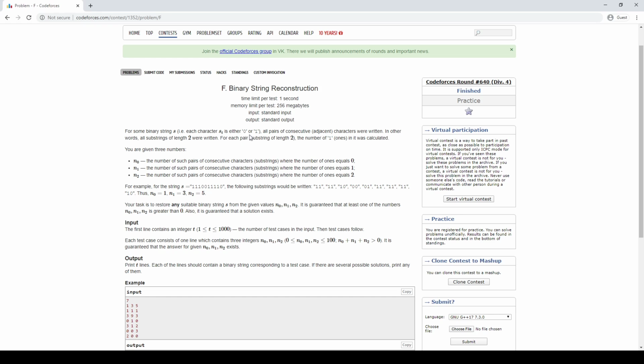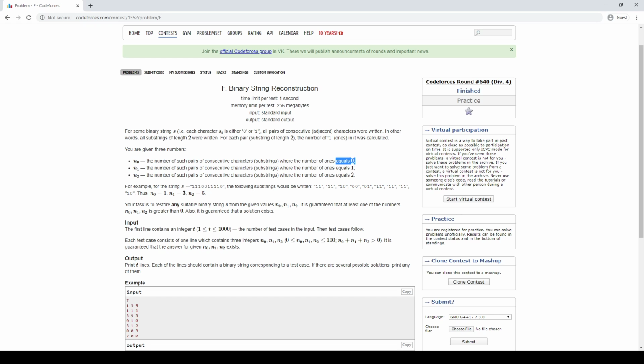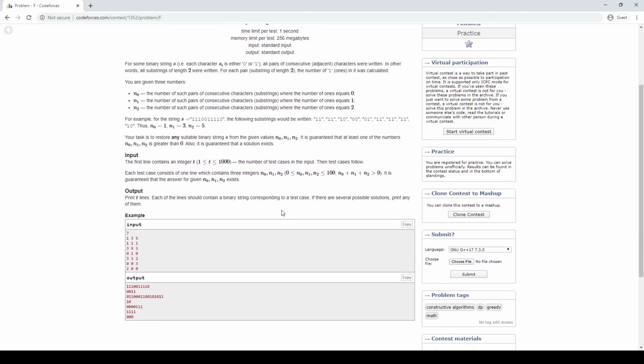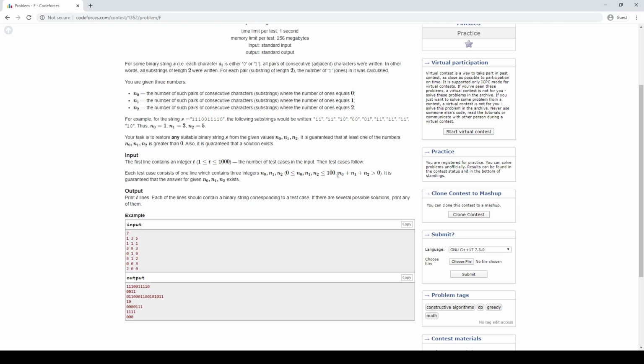Okay, and they did what? They counted how many ones there were, and then they told us how many of those pairs had no ones, in other words, were 0, 0, how many were 1, 1, and how many were either 1, 0 or 0, 1, but we don't know which. And so we are supposed to reconstruct the string given these. Well, for one thing, we know the length of the string, which is n0 plus n1 plus n2 plus 1.